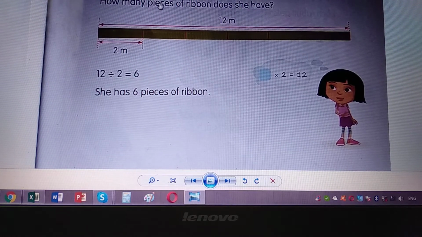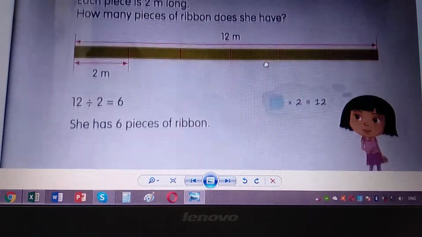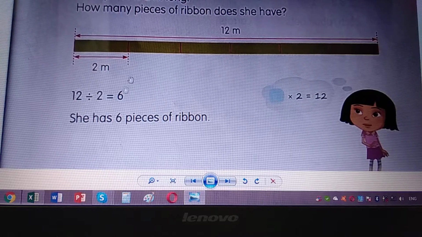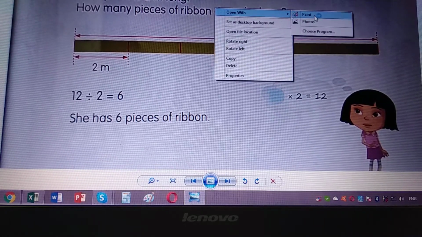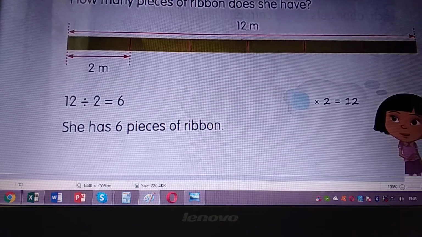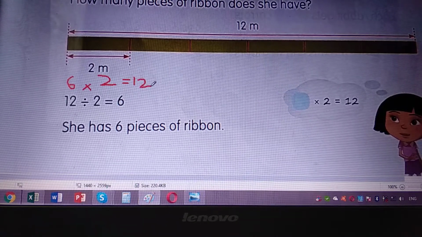So 12 divided by 2. In table 2, what do you have that has the answer of 12? What times 2 equals 12? The answer is 6. Okay, like this. See, 6 times 2 equals 12.